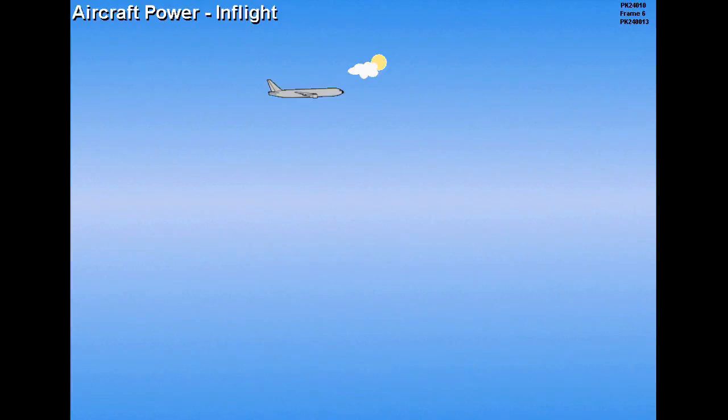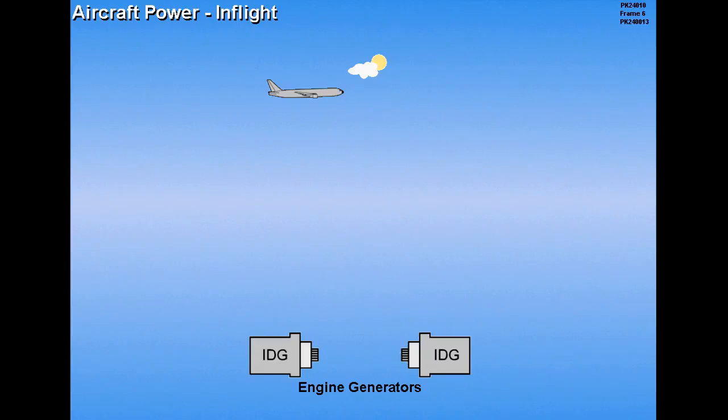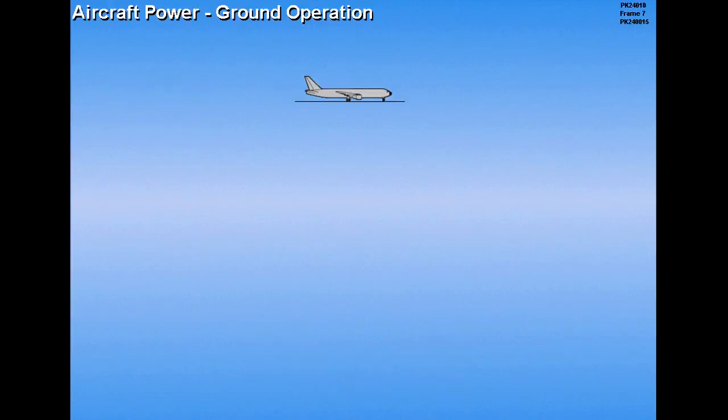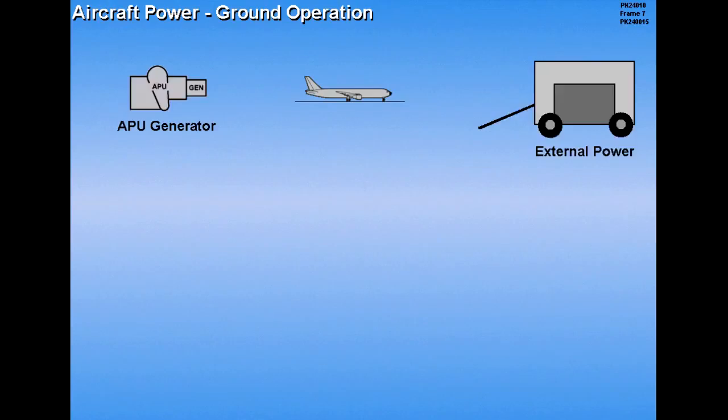In flight, normal aircraft power is supplied by the engine generators, or, under certain conditions, the APU generator. During ground operations, the APU generator, or external power, can be used to supply power.